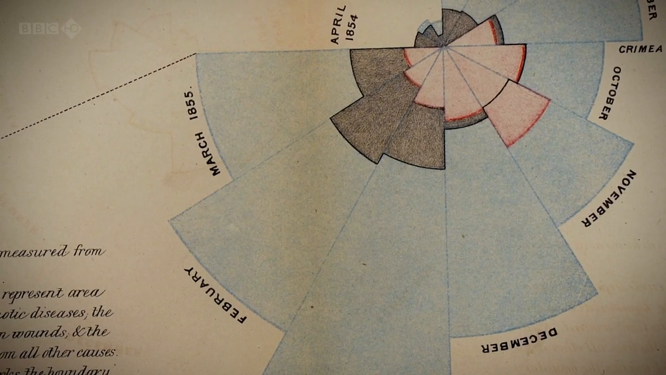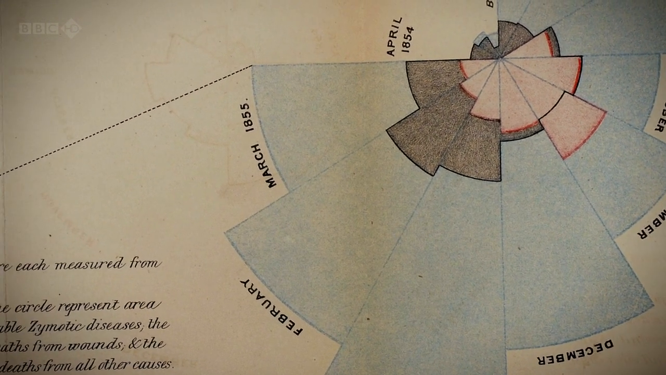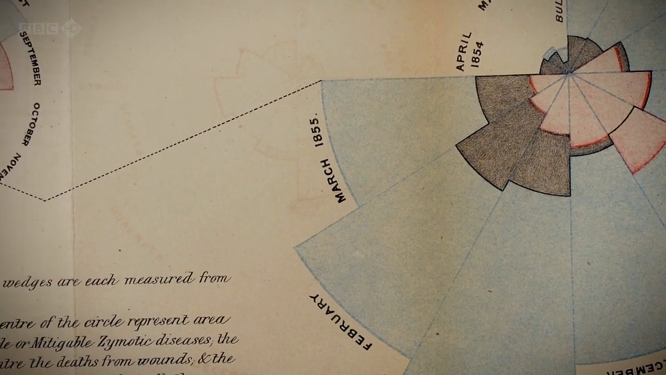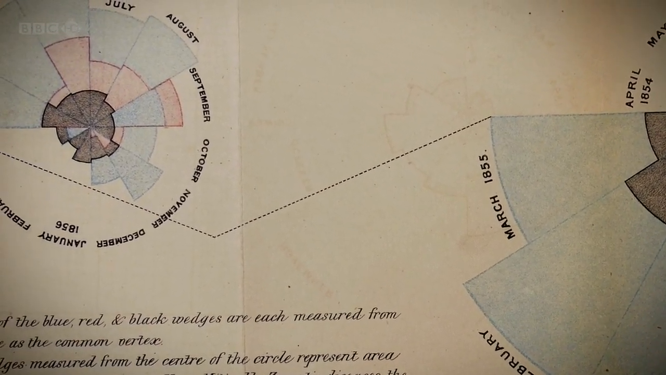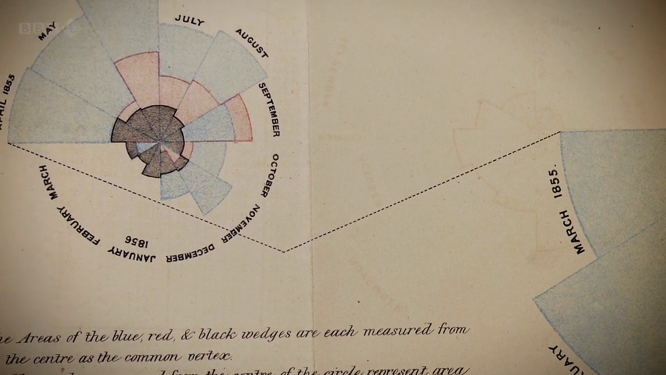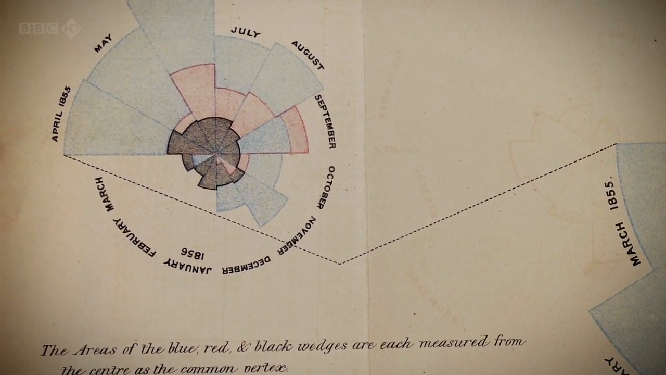Something had happened to give the soldiers a better chance of survival. The question was, what? This is the first insight into the power of the diagram. Why did the conditions of the soldiers improve so dramatically? And why were there so many fewer deaths from disease in the second year of the Crimean War?